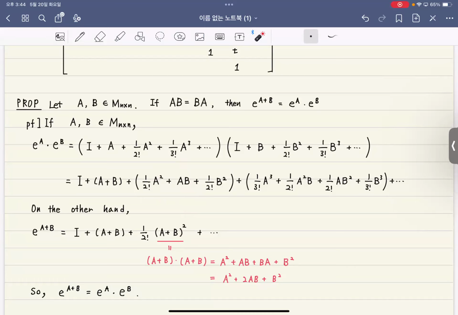In other words, if you do not have this very nice property of commutation, then this guy may not be the same as this one, and you cannot enjoy these properties.